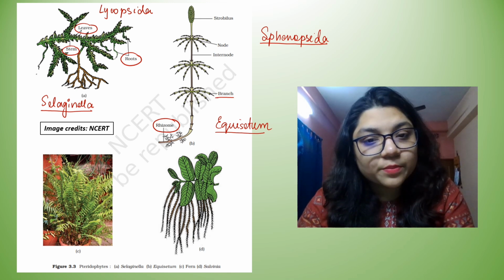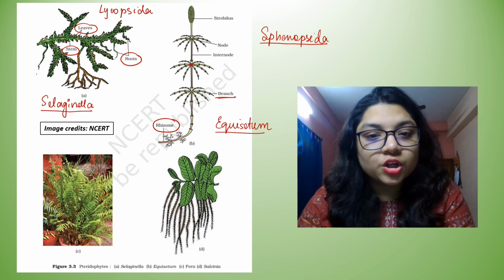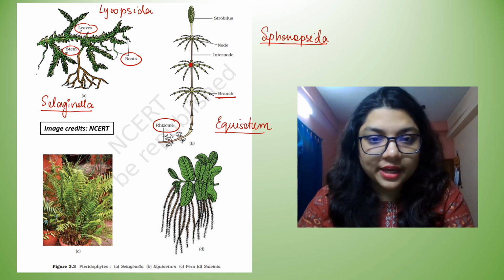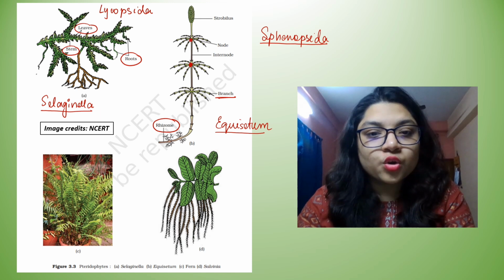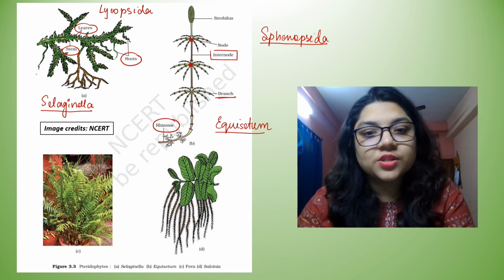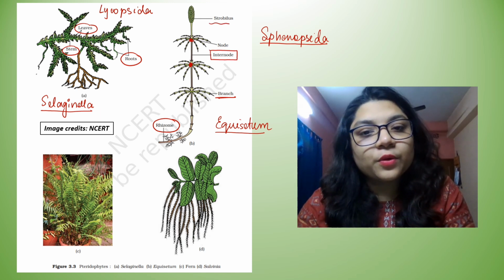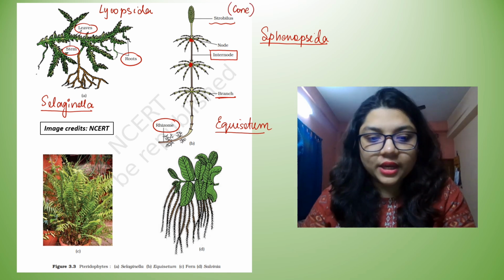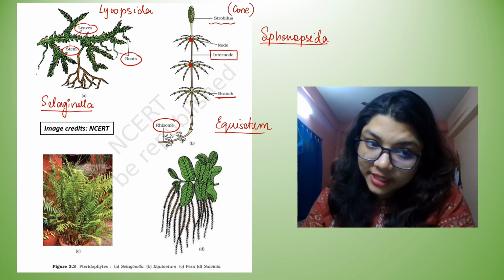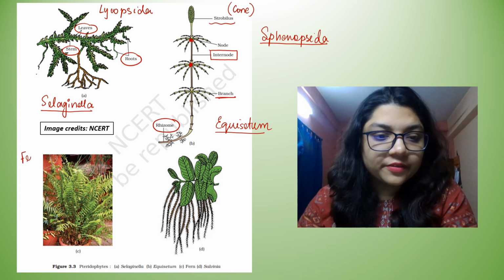Then है आपके पास branches. Then you have the node regions from where the structures are arising. And in between two nodes, the area is present, which is the internode. Right on top, you have the strobilus, which is basically nothing but the cone. Okay. Then below, these are two other examples not present in our previous list.